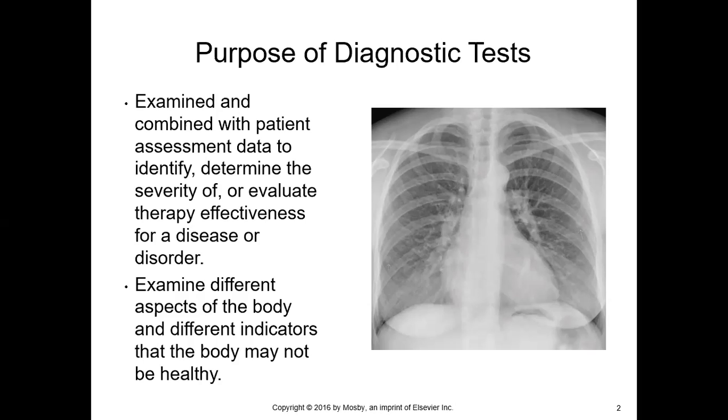We can examine different body parts for different indicators. So we could be looking at a picture like a chest x-ray or an echocardiogram, or we could be looking at lab work, which could consist of blood or mucus, sputum, urine, stool, and we can do diagnostic testing to see if there are any abnormal things found in those specimens that could indicate disease or a disorder as well.